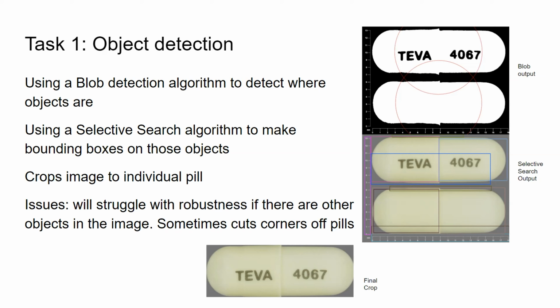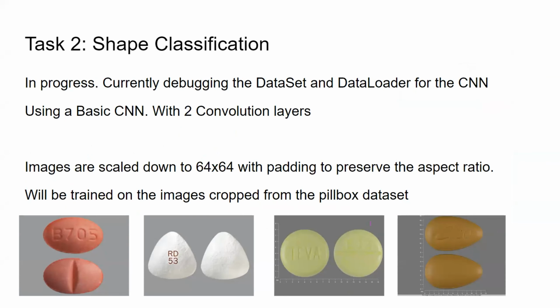And then task 2 is where I'm currently at in the project. I'm currently debugging the data set and the data loader for a convolutional neural network for it. I want to use a very simple convolutional neural network that uses 2 convolutional layers, 2 pooling layers, and then a fully connected layer at the end with 64 by 64 images just to get the basic shapes. And it'll be trained using the cropped images from the first task.